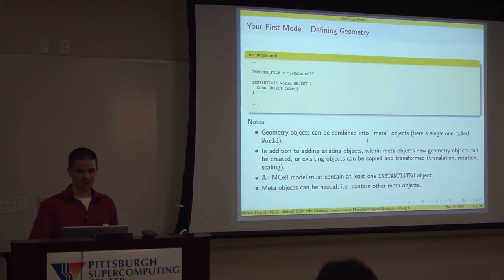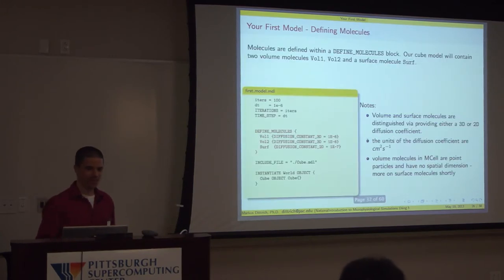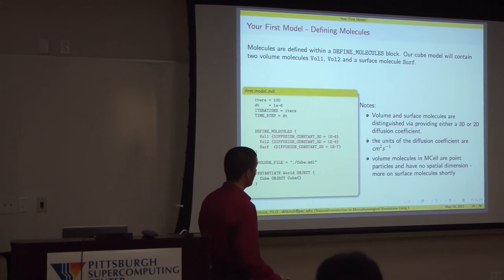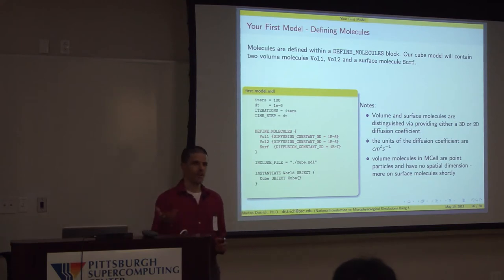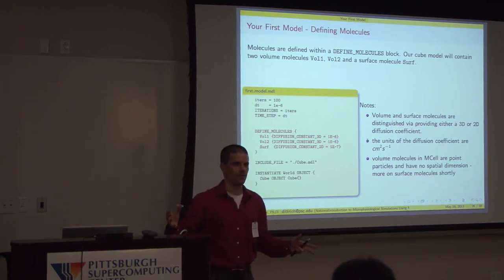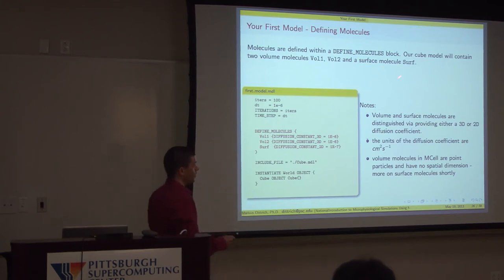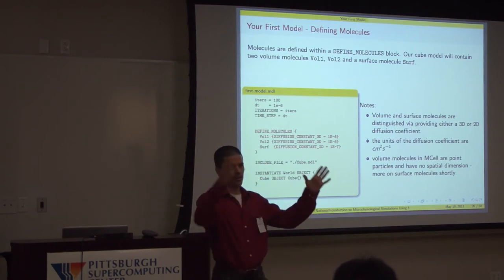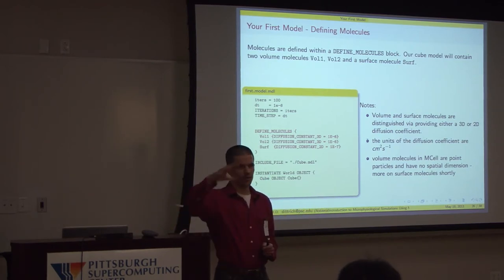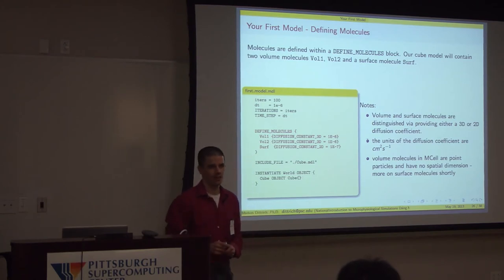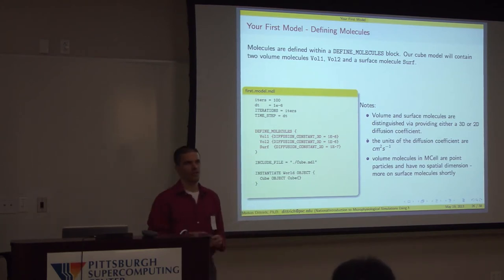Not too surprising. So now, okay, next step is we'll need to add some molecules. All right, so let's add some molecules. For this simple example, we'll have three molecules that participate in this model. We have two volume molecules, and by volume molecules, I mean 3D molecules that diffuse in 3D space. And then we have one surface molecule, and surface molecules are molecules that are on a surface. You place them on your mesh geometry, and they only diffuse on the surface. So these are the two kinds of molecules I have in M-cell, 3D molecules and surface molecules.